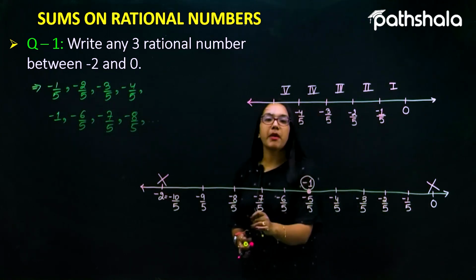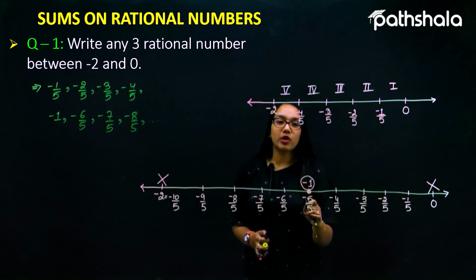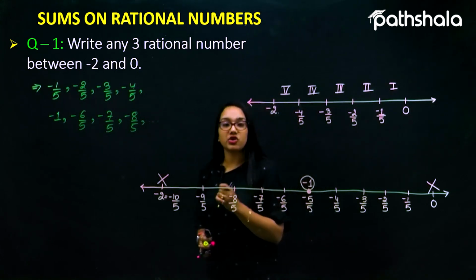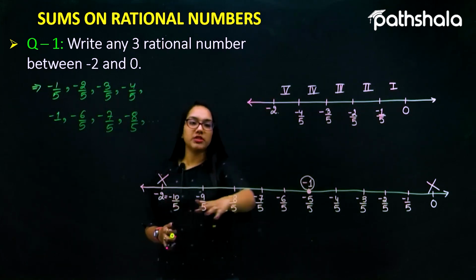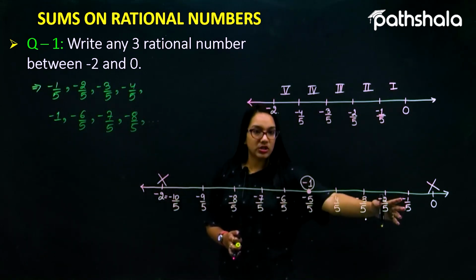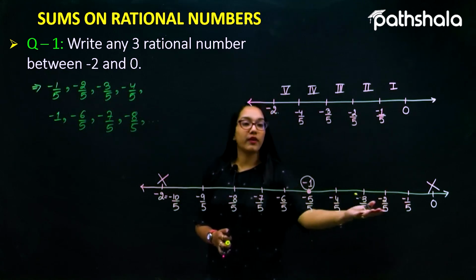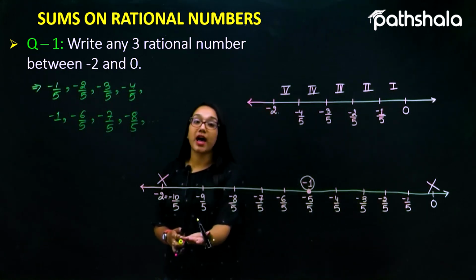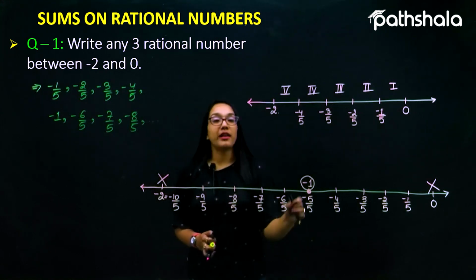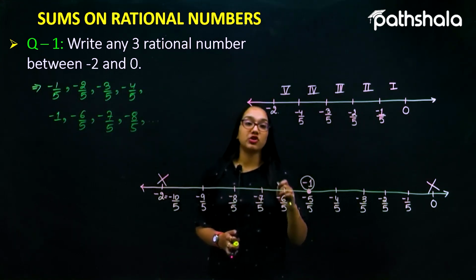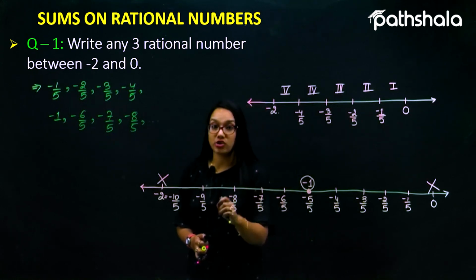So always remember, if in any question they are talking about rational numbers, then you can divide that interval into any number of sections, and with the help of that you can find as many rational numbers as you want. I hope this clears to you in which manner you have to find the rational numbers between any two rational numbers.